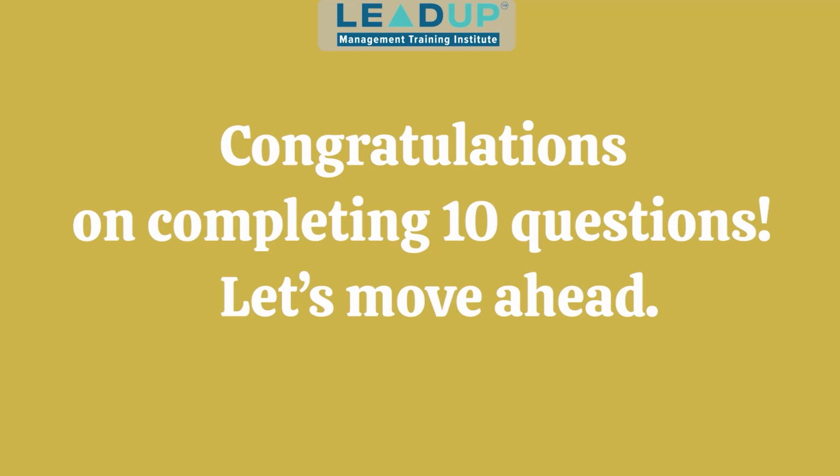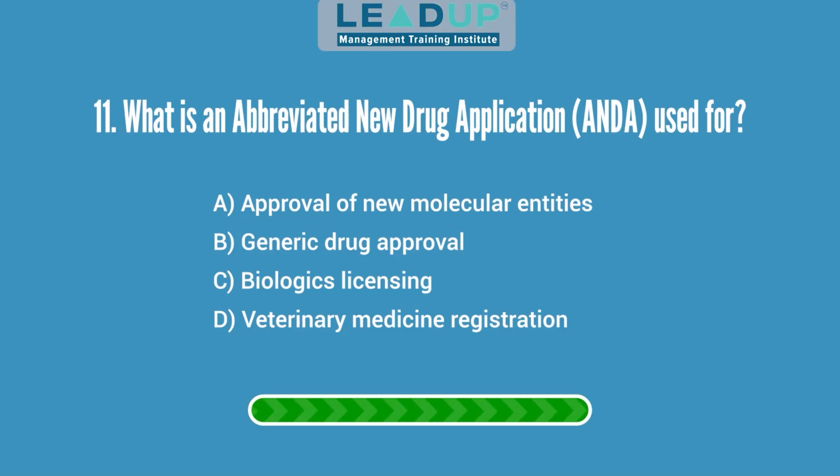Question 11. What is an abbreviated new drug application, ANDA, used for? A. Approval of new molecular entities. B. Generic drug approval. C. Biologics licensing. And D. Veterinary medicine registration. The answer is generic drug approval.